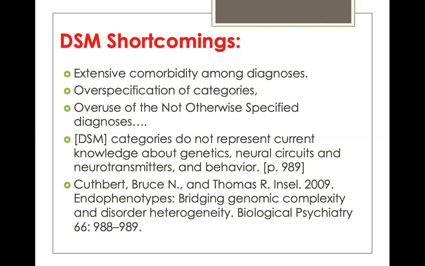So, getting back to the shortcomings of DSM is the extensive comorbidity among diagnoses. And I know that all of you have seen patients with multiple psychiatric diagnoses. And as part of that, there's an overspecification of categories and an overuse of the not otherwise specified diagnoses. So DSM categories do not represent current knowledge about genetics, neural circuits, neurotransmitters, and behavior.